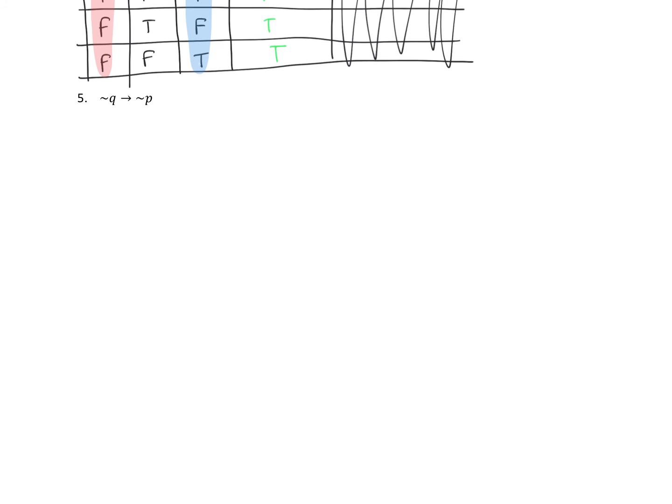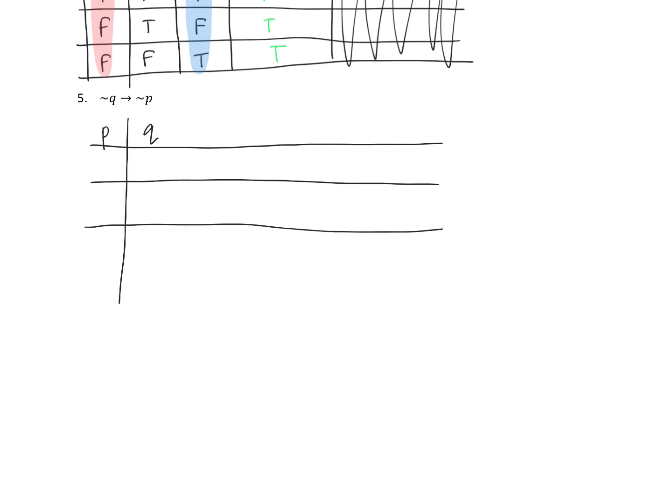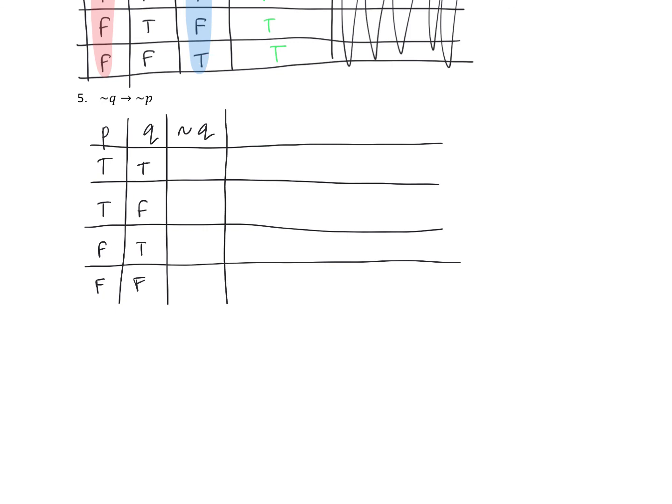Okay, our final example is another conditional statement. We have P and Q. We're going to set up our truth table. So we'll have true, true, false, false, true, false, true, false. So we have not Q implies not P. So we don't have either of those things. So we're going to add a column for not Q, and then we're going to add a column for not P.